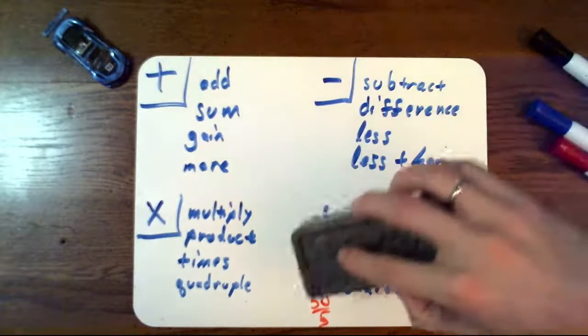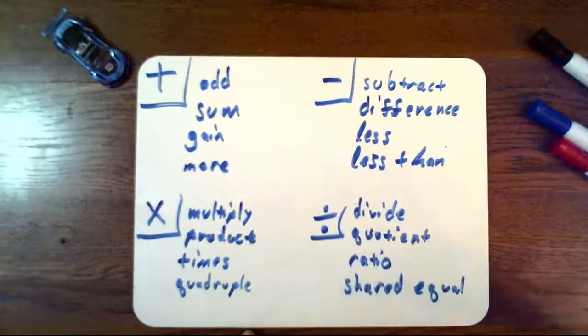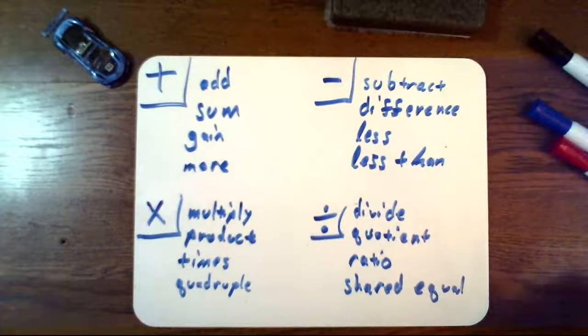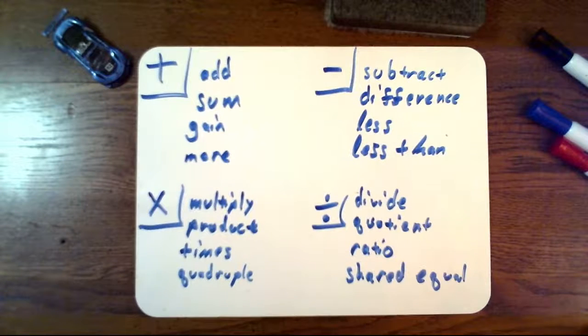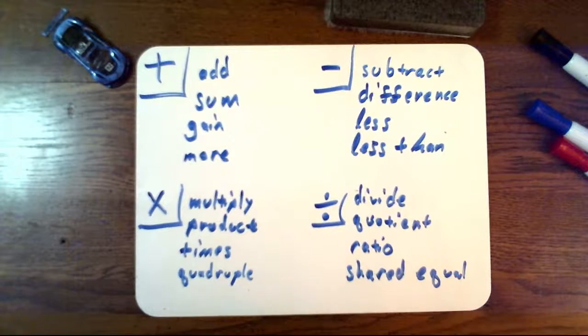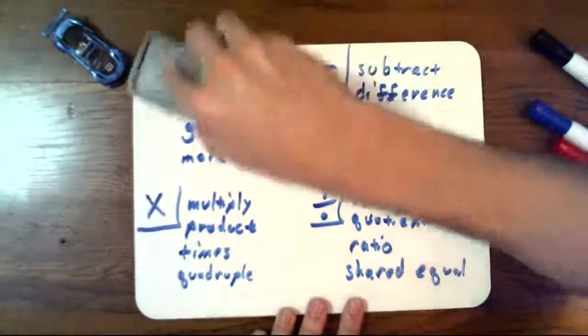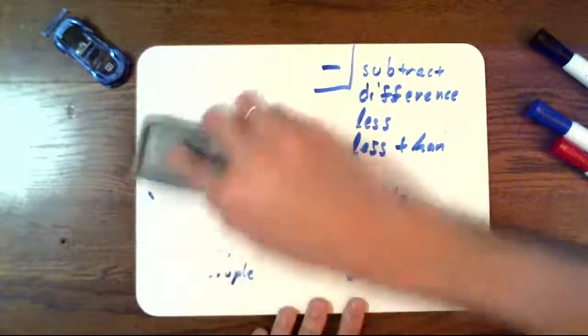So these are common phrasing. There's more phrasing than this, but I feel like these are the big ones. Really, whenever you read a sentence and you have to change it into math, you want to think, what is it actually asking me to do? Because you got to know the problem before you can figure it out.